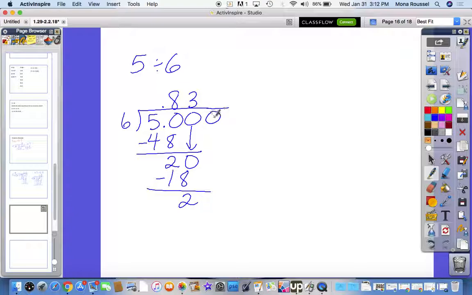So if we add another 0 and bring it down, look what we're dividing again. 6 into 20 goes 3 times. 3 times 6 is 18. We're going to get another remainder of 2. We're starting to notice that this is going to repeat. So what we're going to do is stop dividing, and we're going to say that our quotient is 83 hundredths with the 3 repeating. And this bar shows us that the 3 is the repeating digit.